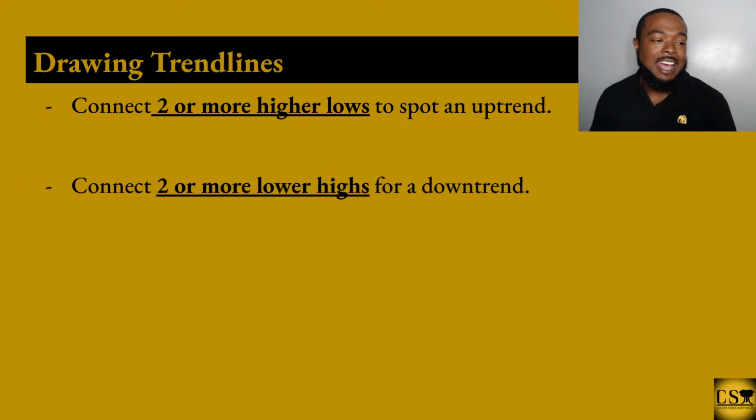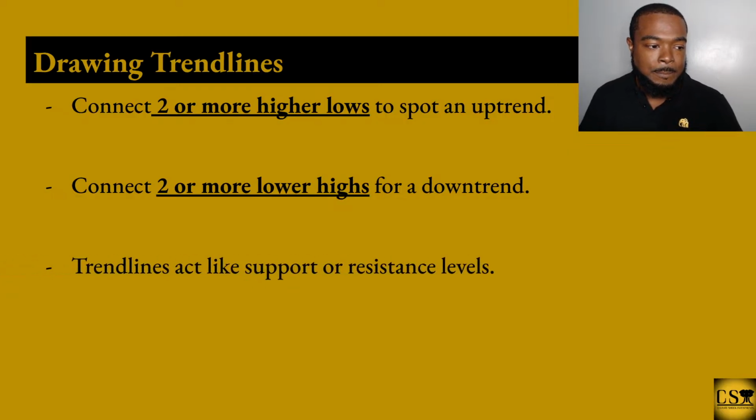And to see an uptrend, you want to connect 2 or more higher lows, and connect 2 or more lower highs for a downtrend. So we just talked about higher lows and we talked about lower highs. For a downtrend, it's trying to get you to measure it from the top down, and for the uptrend, it's trying to get you to measure it from the bottom up. These are going to act like support or resistance levels for you once you draw them on your chart.